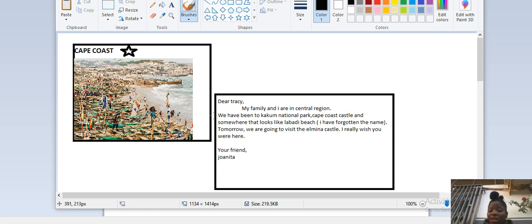Juanita is writing a letter to her friend Tracy. She's telling Tracy that we're in Central Region and I've been to this place and this place, and we're going to visit this place tomorrow. I really wish we were here. Very simple postcard. Now, if you are studying this postcard, there are so many errors in it. All you have to do is identify the errors and correct them.